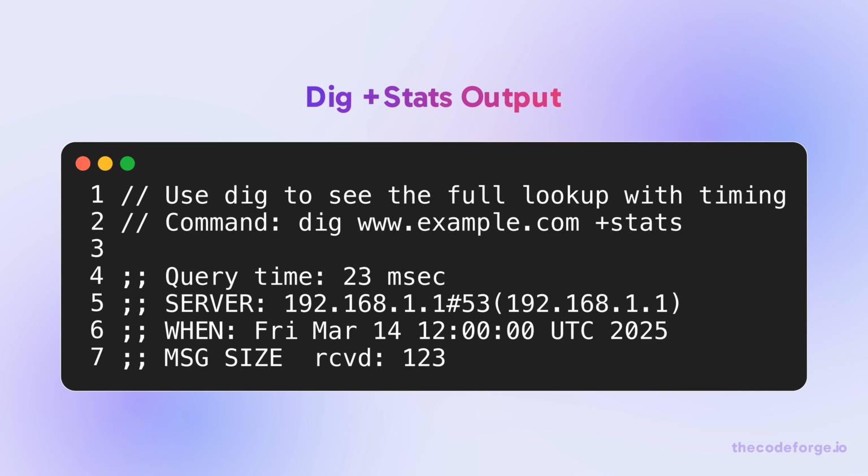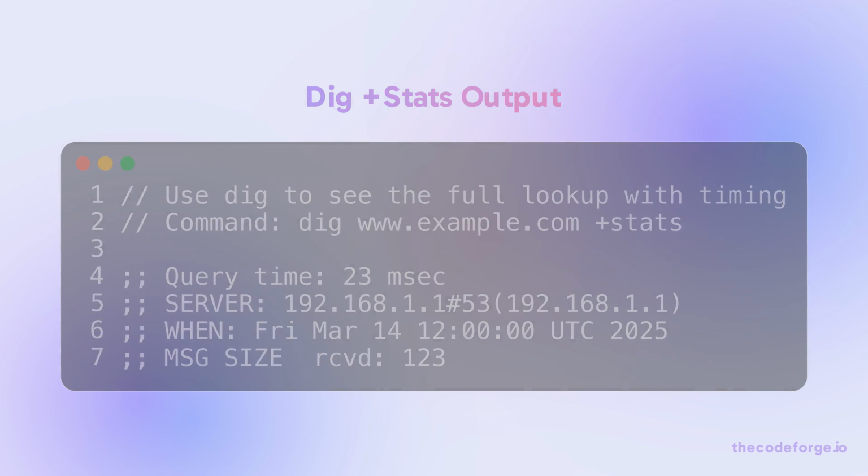Using dig with +stats shows the query time. Here it's 23 milliseconds, which is the time to get a response from the resolver, not the full walk. If the resolver has it cached, it's fast. To see the full iterative walk, use dig +trace.